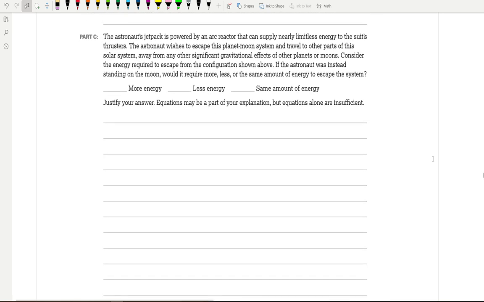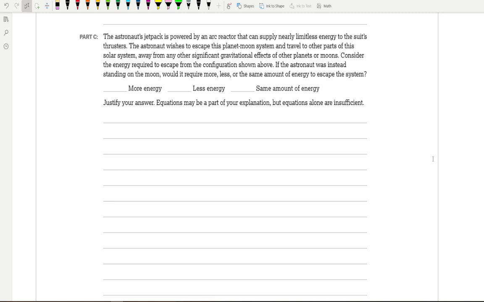The astronaut's jetpack is powered by a reactor that can supply nearly limitless energy to the suit's thrusters. The astronaut wishes to escape this planet-moon system and travel to other parts of the solar system, away from any other significant gravitational effects or other planets or moons. Consider the energy required to escape from the configuration shown above. If the astronaut was instead standing on the moon, not in the middle of space, but just standing on the moon, would it require more, less, or the same amount of energy to escape the system?